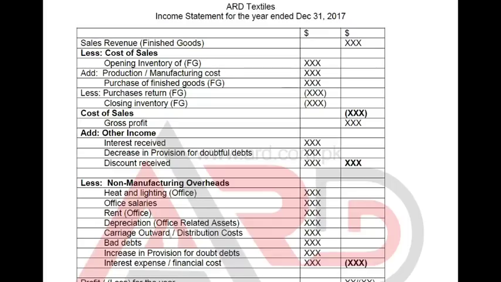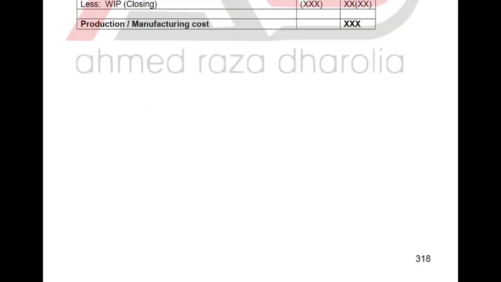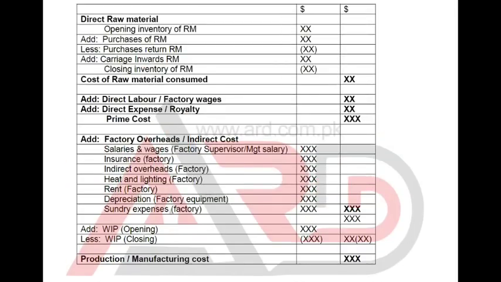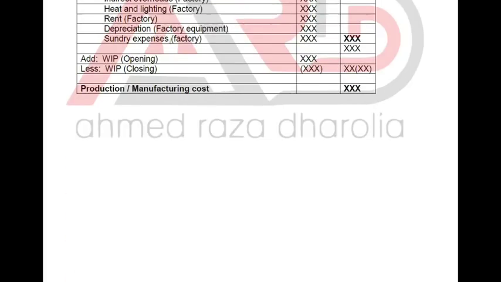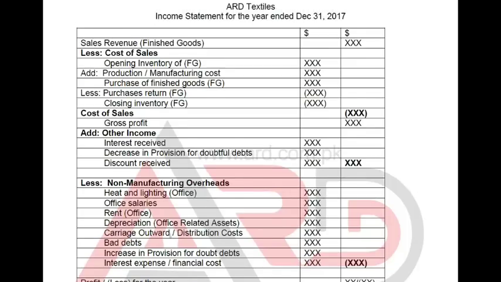In the income statement, we are making the income statement for the outlet. In the manufacturing account, the cost was for a factory. The manufacturing account is all relating to a factory, but the income statement is relating to a sales outlet, the sales showroom.